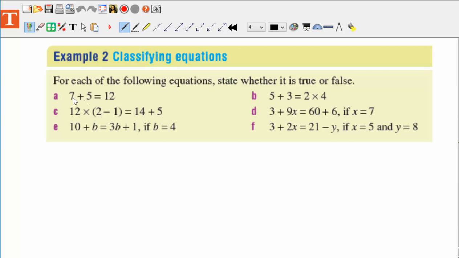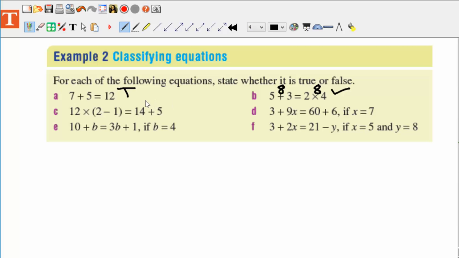Okay, so this one, 7 plus 5, 7 plus 5 is 12, and the right side is 12, so that one is true. B, we've got to work both sides out here, so 2 times 4 is 8, so that is 8 on that side. 5 plus 3 is also 8, so that is true because this side is the same as this side. Okay, ends up with the same value.